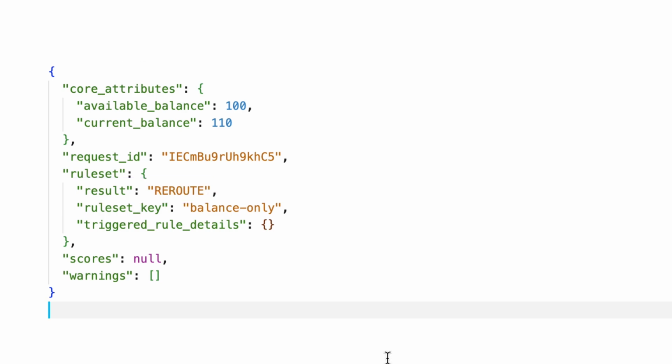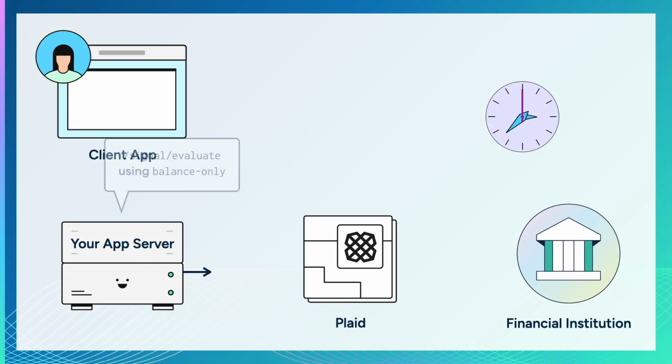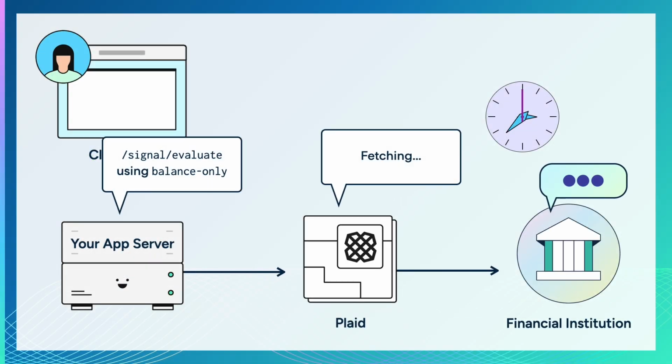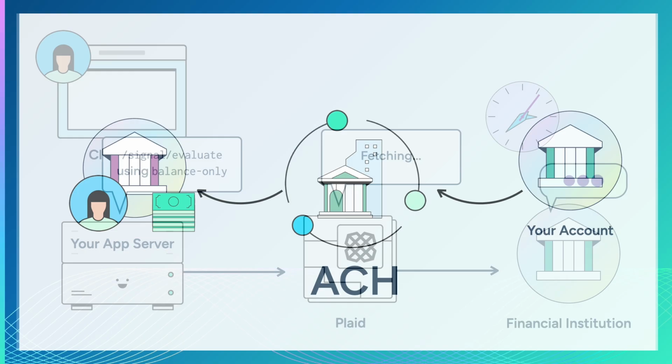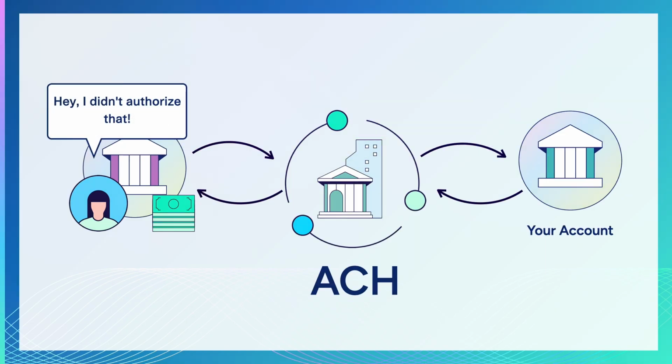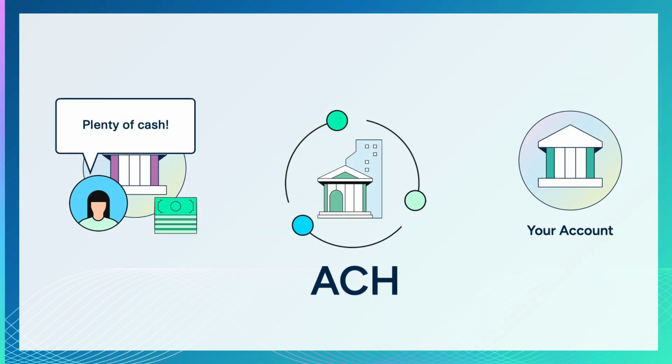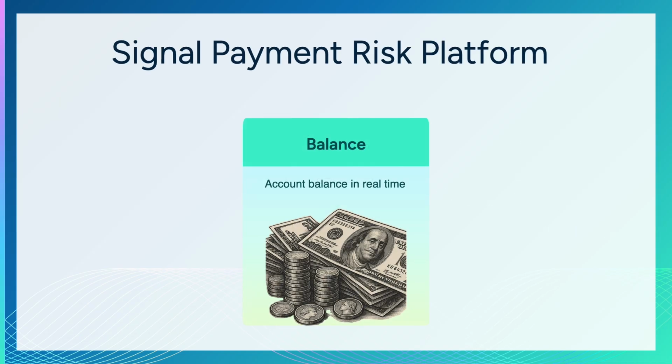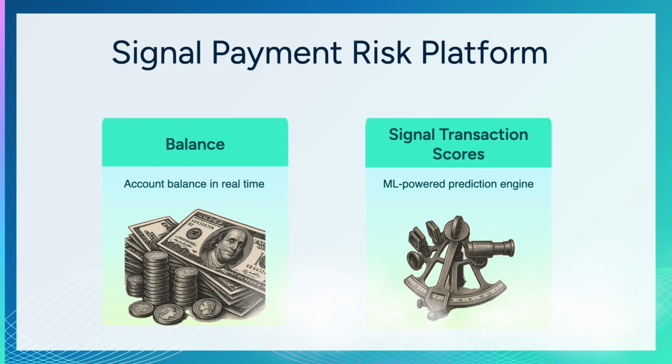Now, a couple of things to note about this call. First, because we are fetching data in real time, this call can take a while. On average, balance calls take 3 seconds, but this could take 30 seconds with some slower banks. Second, this won't protect you against users disputing unauthorized transfers. It also can't predict what the user's balance will be by the time the debit request is processed by the user's bank. So while Balance is great for fetching balance in real time, if you're looking for a faster and more accurate way to guard against ACH returns, you should look into Signal Transaction Scores, which you can enable at this point without any additional code.